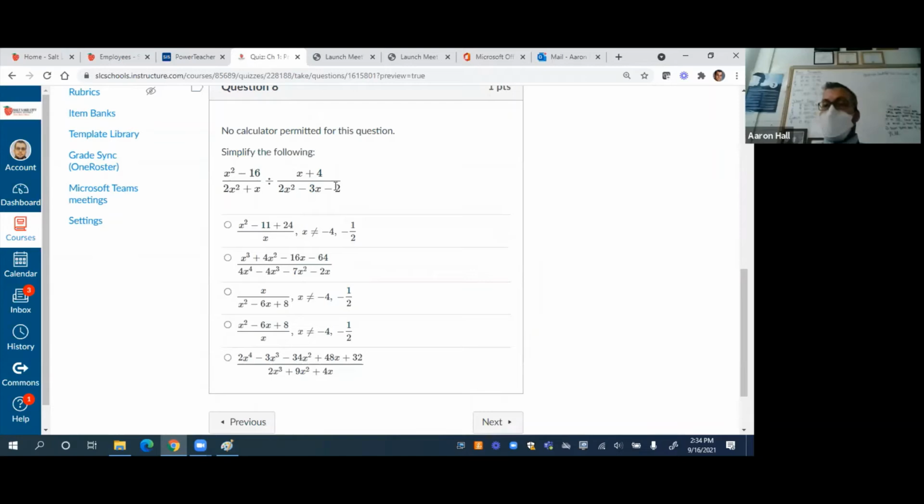So this one, I have to simplify. This comes from secondary math 3. The second chapter you did last year was rational functions. So we have to figure out how to simplify this rational expression.